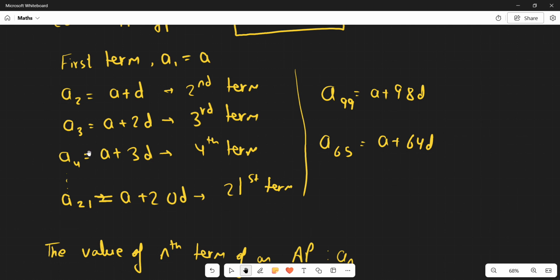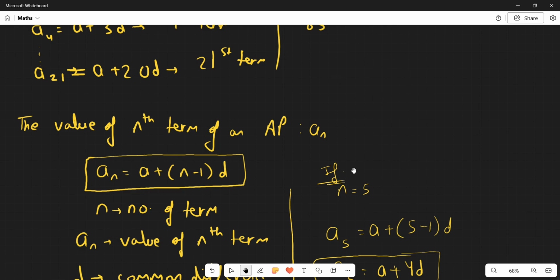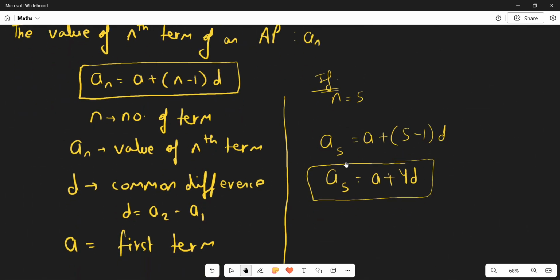a4, or the fourth term, equals a plus 3d. Over here I have 4 in place of n, and along with d I have 3. In place of n I have 3, and along with d I have 2. a65 equals a plus 64d. a99 equals a plus 98d. That's what I am doing here.